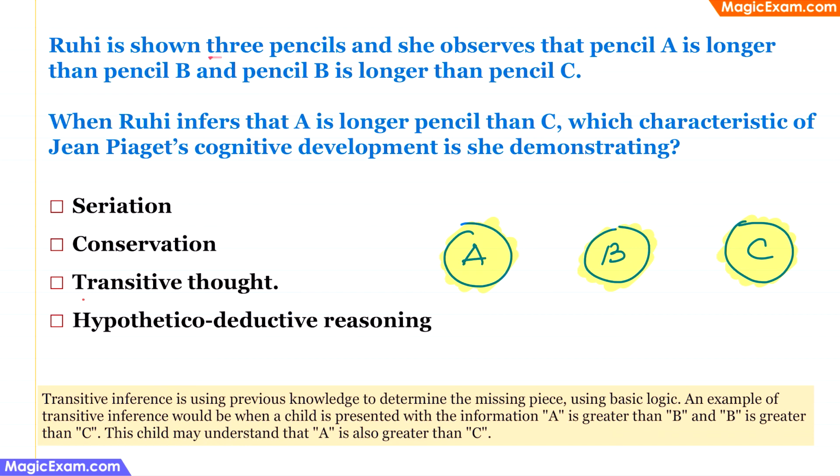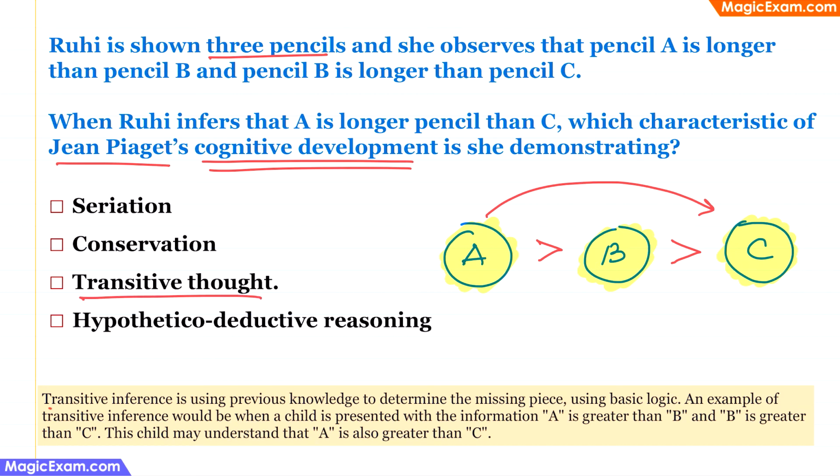Ruhi is playing with the 3 pencils and she observes that pencil A is longer than pencil B, and then she observes that pencil B is longer than pencil C. So without actually comparing pencil A and C, she automatically infers that pencil A must be longer than pencil C. So the question is asking us that as per Jean Piaget's cognitive development theory, which level of cognitive development is she demonstrating? So now this is transitive thought, because transitive inference or transitive thought says that children can use previous knowledge or pre-existing knowledge to determine missing pieces of information or develop their own knowledge.